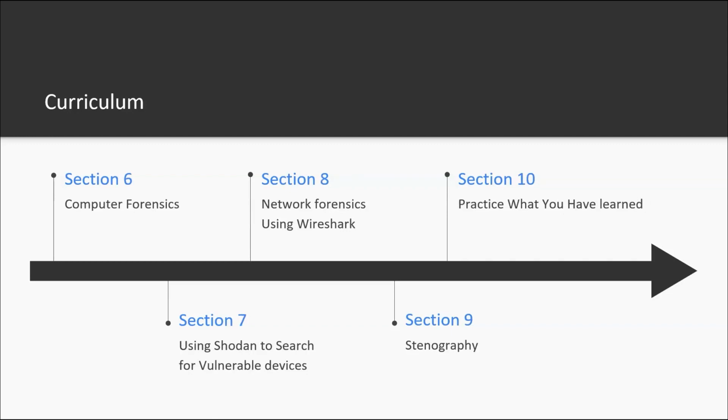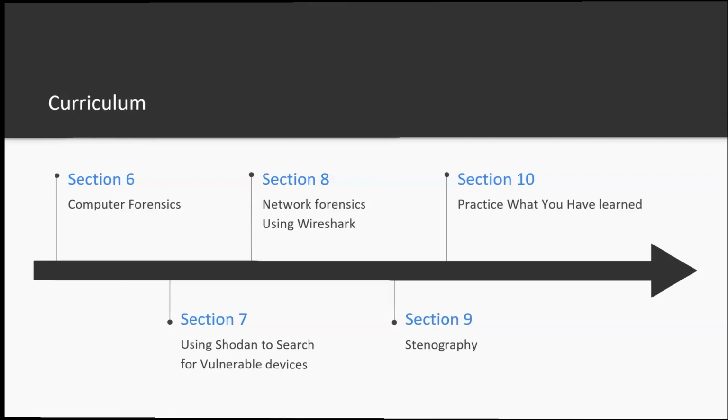And in section 7, we're going to be using Shodan to search for vulnerable devices. In section 8, we're going to take a look at network forensics using Wireshark. And in section 9, we're going to get into some steganography. In section 10, you're going to practice what you have learned. And do remember that additional sections and lessons will be added to this course as time goes on.